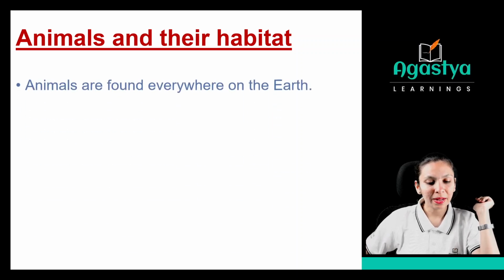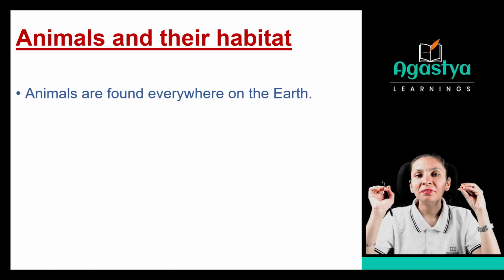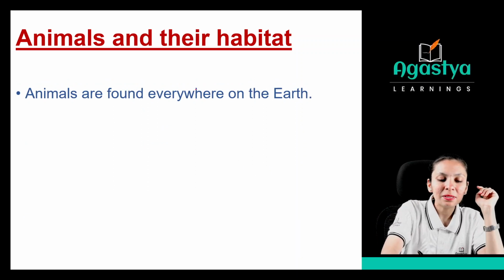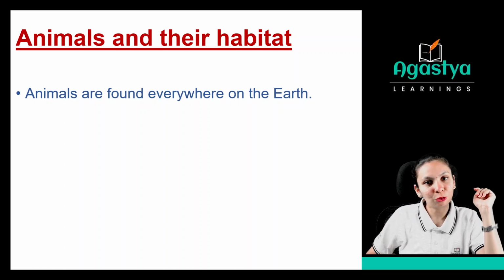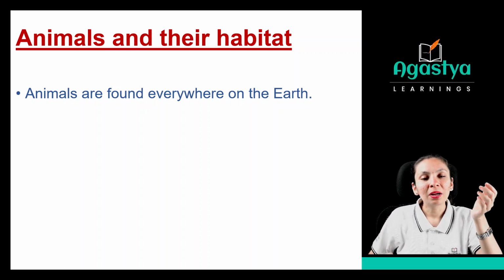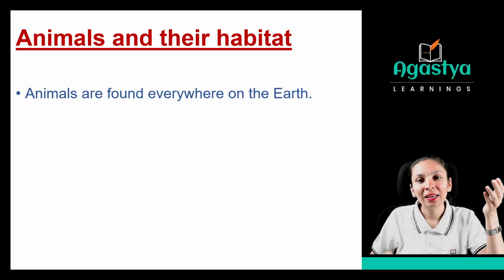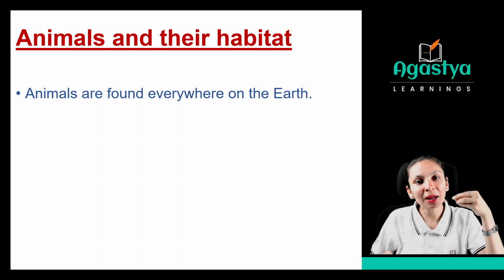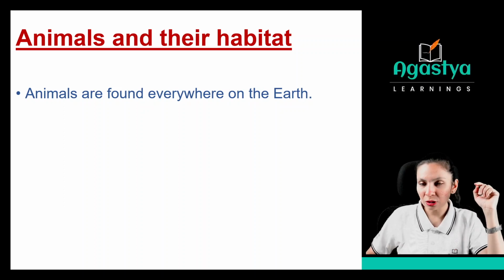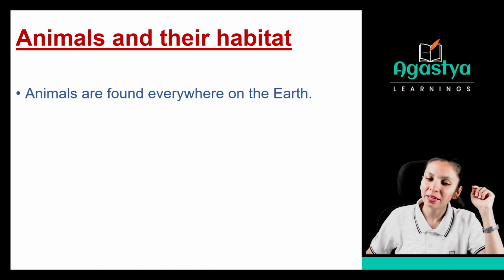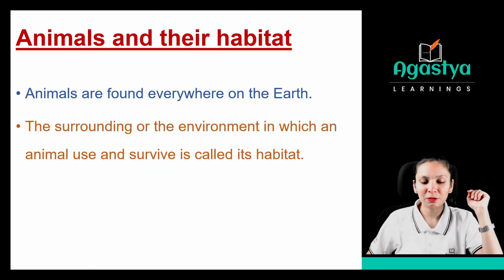So what do you mean by the habitat? See, whenever we are observing, one kind of animal will be there. So these animals are found everywhere on the earth. You know that around your home, when you go to the forest area, when you go to the mountain area, when you go to the cold region, some kind of animals will be there. So most of the places are there in which we can find animals. Different kinds of animals will be there, right?